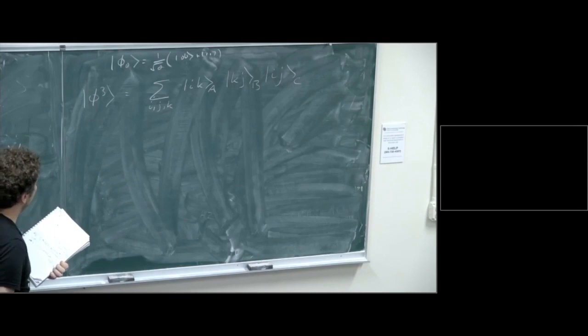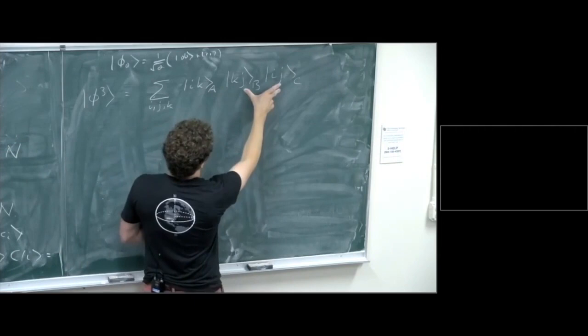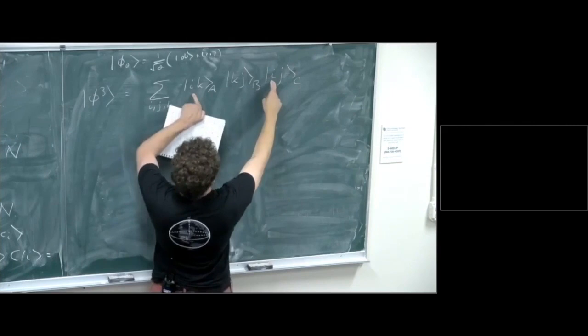So, you know, these two indices are the maximally entangled pair between Alice and Bob. These are the maximally entangled pair between Bob and Charlie. These are the maximally entangled pair between Alice and Charlie.